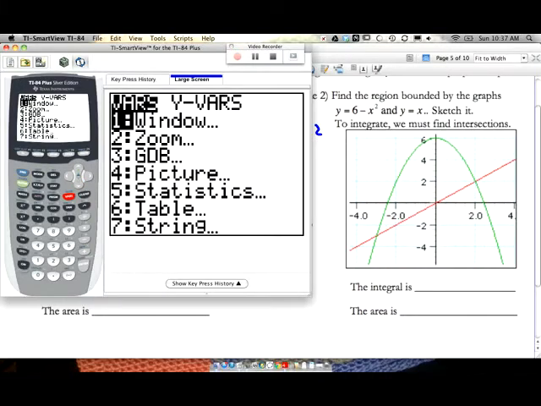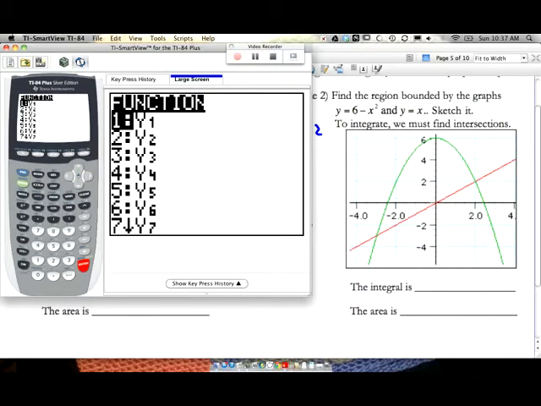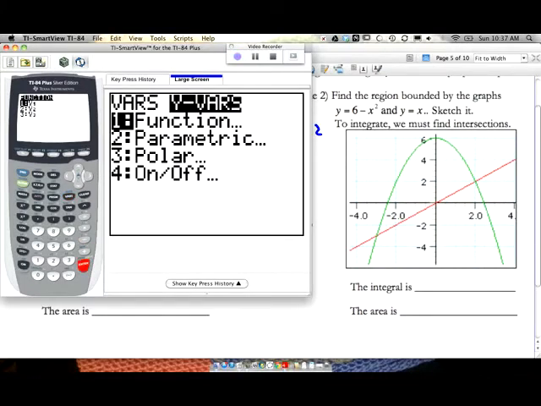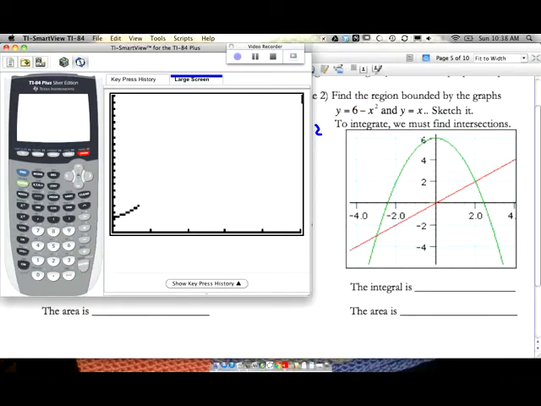Let's do that. We go to variables, y variables in this case, and we're doing function, and then y1 minus, now we're going to do the same thing, variables, y variables, function, and y2. Okay, so I have y1 minus y2. So now I would have three functions being graphed there that I would take the integral of. But instead, I'm going to turn off the first two. I'm just going to find the difference, the top minus bottom. Now when I go to my graph, this is what I get.